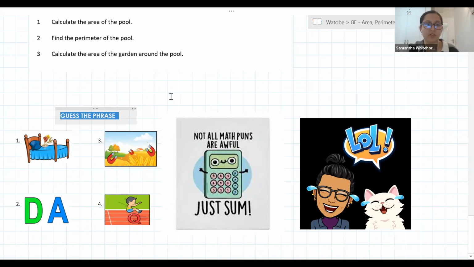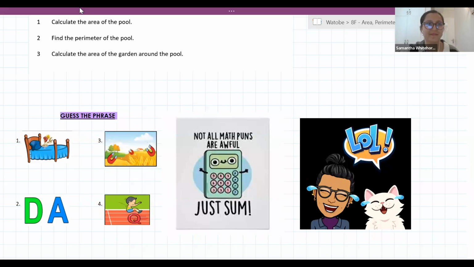Today, we've got to guess the phrase. I never knew these were called dingbats, but apparently these are called dingbats. Basically it's a picture that represents a common phrase. So we're going to look at these four, and if you want to give a suggestion, you can raise your hand or you can just pop it in the chat. I see Amatle has already got a hand up. Let's hear, Amatle, what do you think?